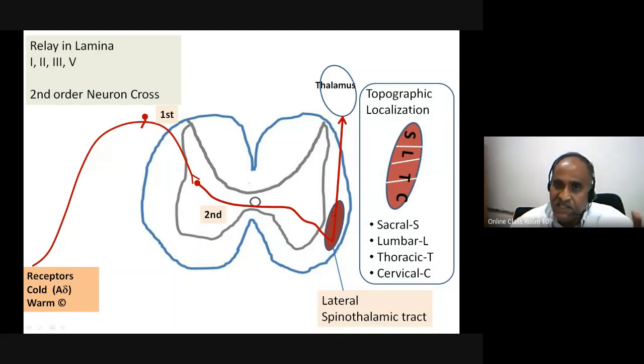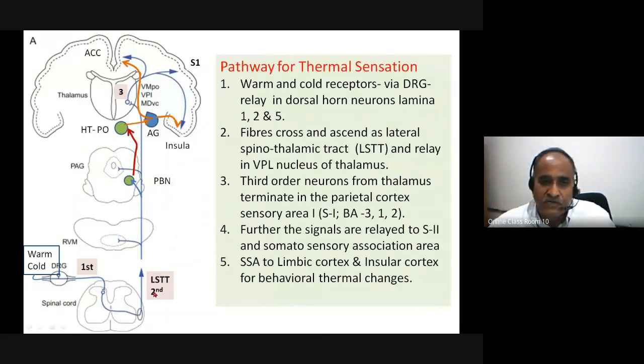If I take a section of the spinal cord at a cervical level, then I have this type of distribution: the sacral, lumbar, thoracic, and cervical from top to bottom. So that is the distribution of these segments. Then it will reach the thalamus. This is the lateral spinothalamic tract.